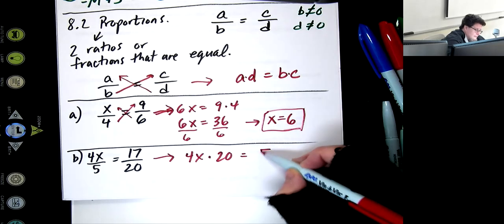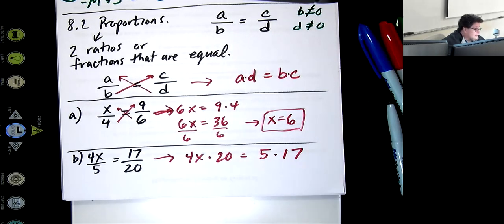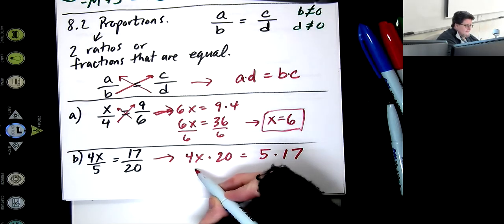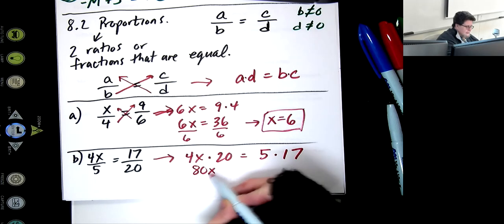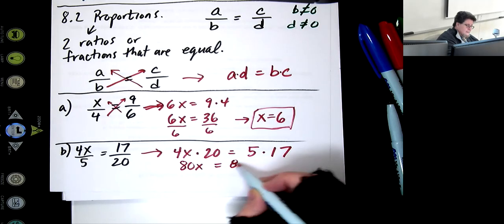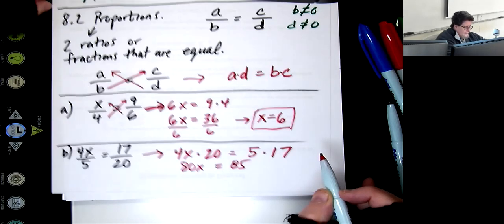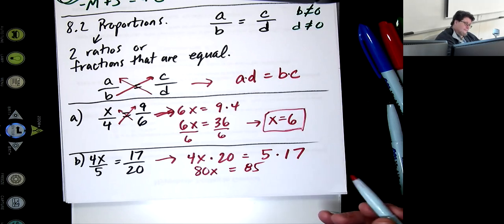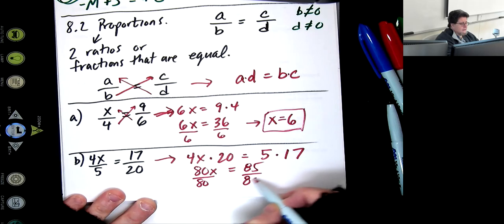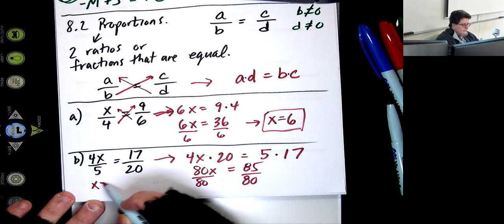That's correct. That's at least the first step. Then you want to solve for x, which means we've got to clean up each side, don't we? I've got 4 times 20, which gives me 80x. 5 times 17 is 85, I think. And if I divide both sides by 80, I get x equals 85 over 80.